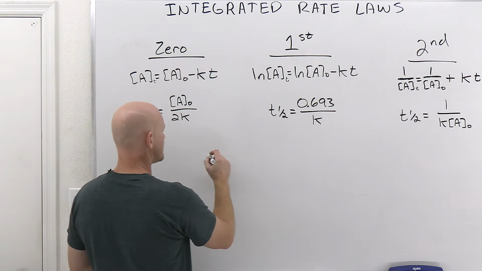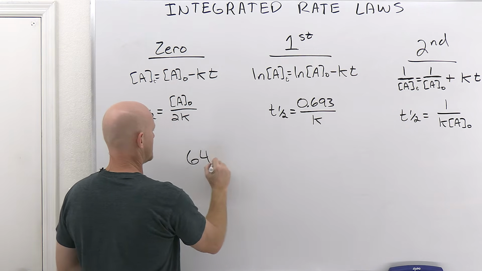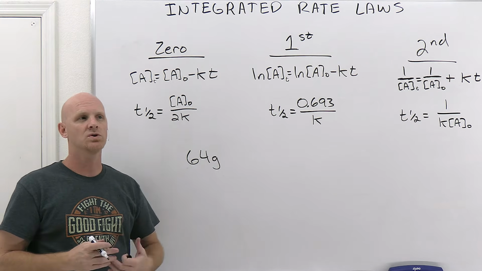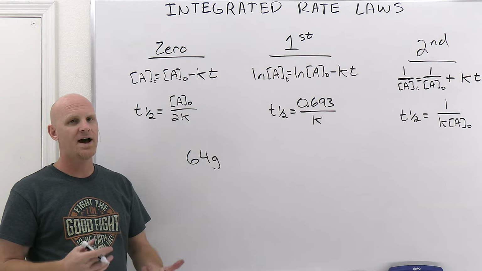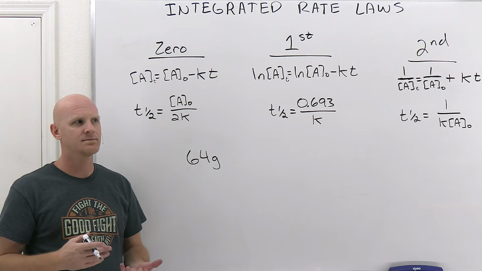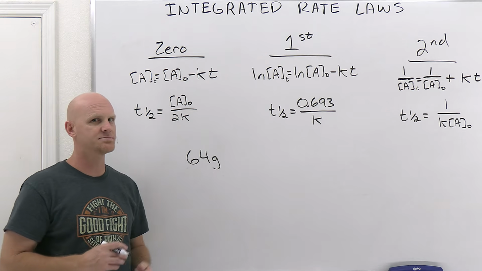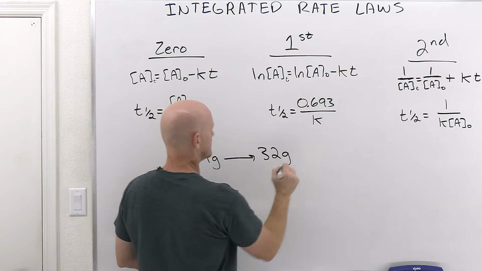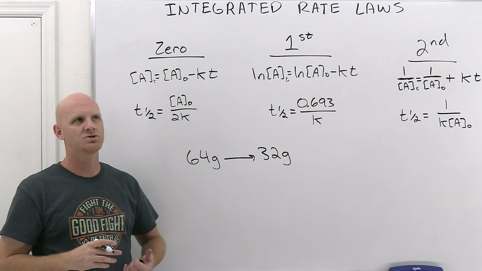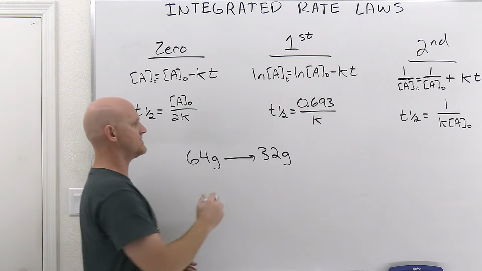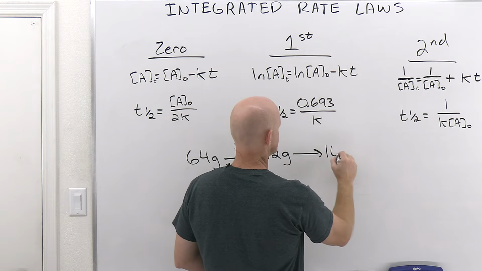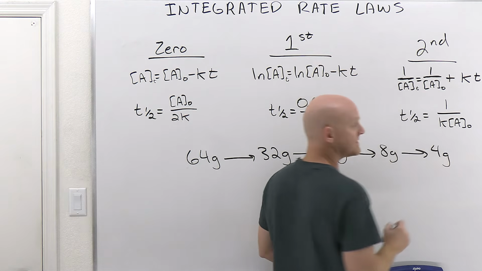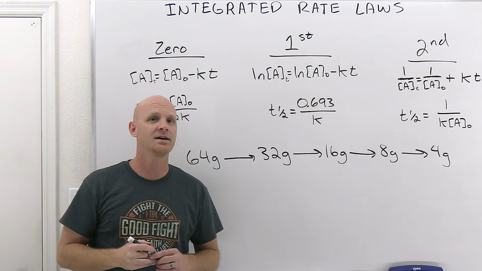You could look at this and say, well, what if I started out with 64 grams of some radioactive substance? And the question might be, well, how much is left after one half-life? Well, again, the half-life is the time it takes to have only half as much left. So after one half-life, you'd only have 32 grams left. Well, then how much would be left after a second half-life? Well, then it would be down to 16 grams, and then down to 8 grams, and then down to 4 grams, and so on and so forth.